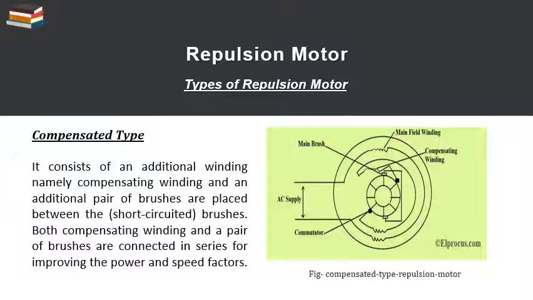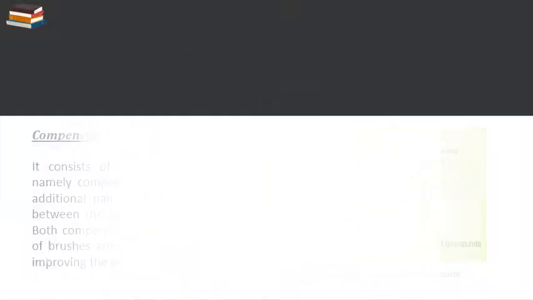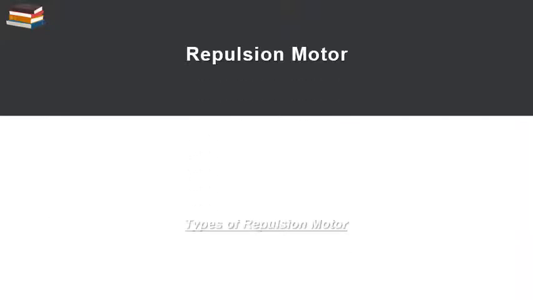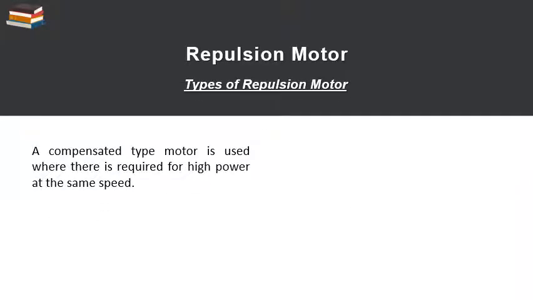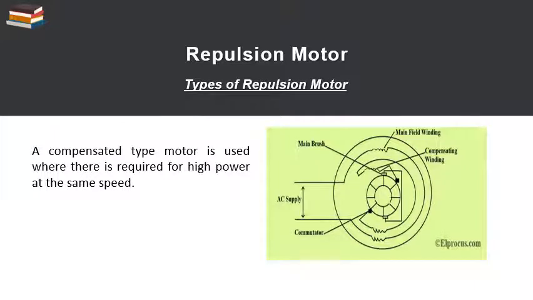Means, to improve the power factor and speed, the compensating winding and the pair of brushes are connected in series. A compensated type motor is used where high power is required at the same speed. Where high power is needed at the same speed, there we use the compensated type repulsion motor.